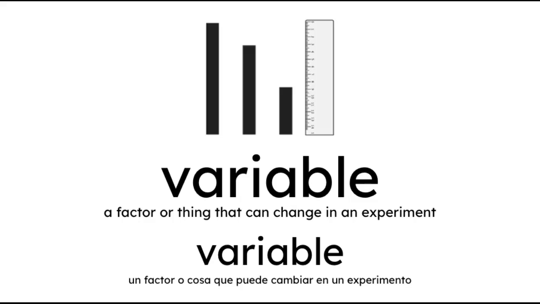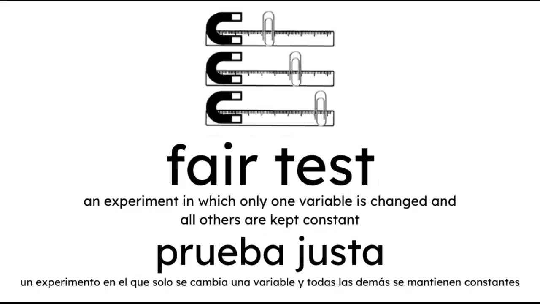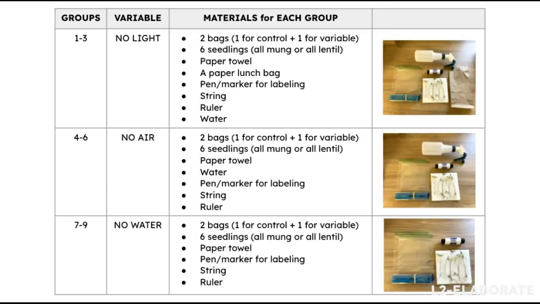During the discussion, post and discuss the variable and fair test vocabulary cards. You'll divide students into 9 groups and assign each group a number and variable their group will test. Give them the materials listed for their group. Be sure to reference the complete instructions in the teacher guide.